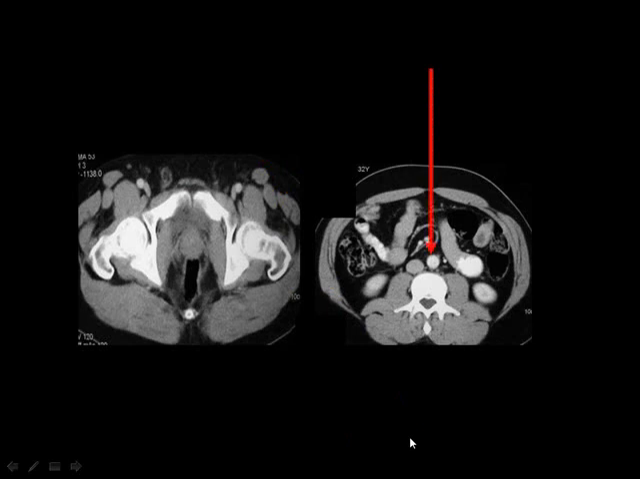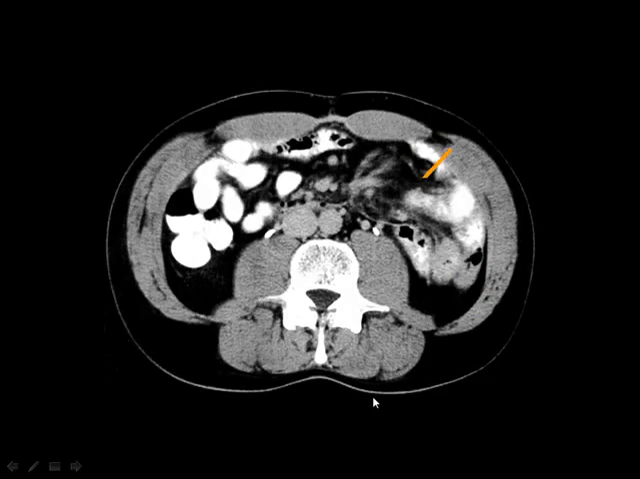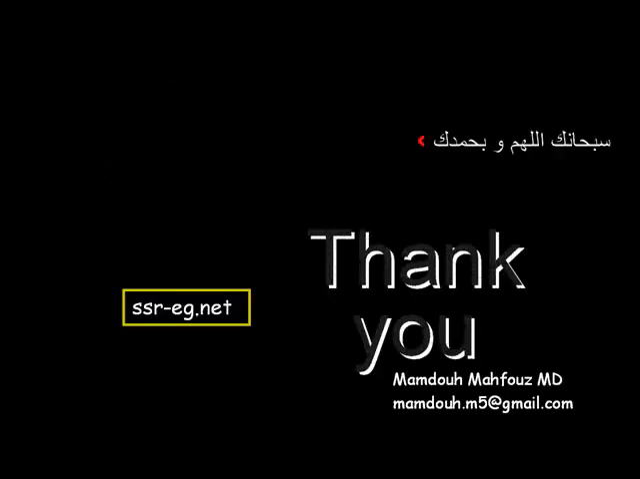Then aorta, IVC. Yes, this is the prostate, and this is not the cervix. This is the prostate, and you see it is deeply seated in the pelvis. Okay, left kidney, left ureter. Okay, aorta. Which part of the colon? Cecum. Very good. Thank you very much.